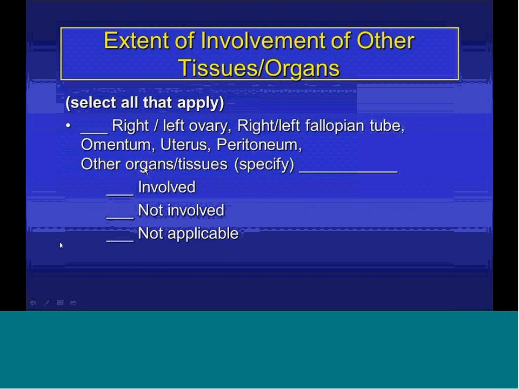And then other organs or tissues. These can be involved or not involved, or if they're not present. And this is probably the most important part of staging, is to determine the peritoneal extent of disease.